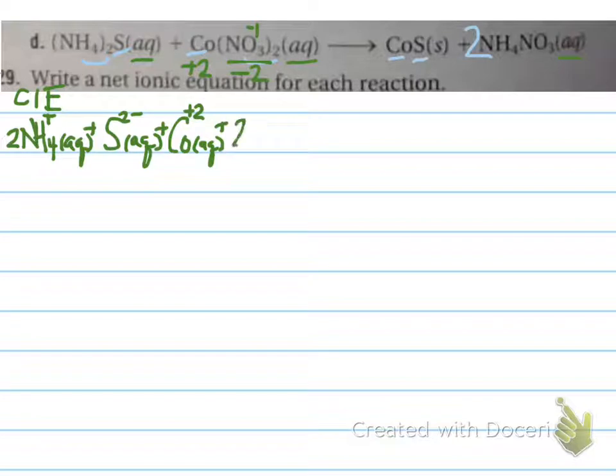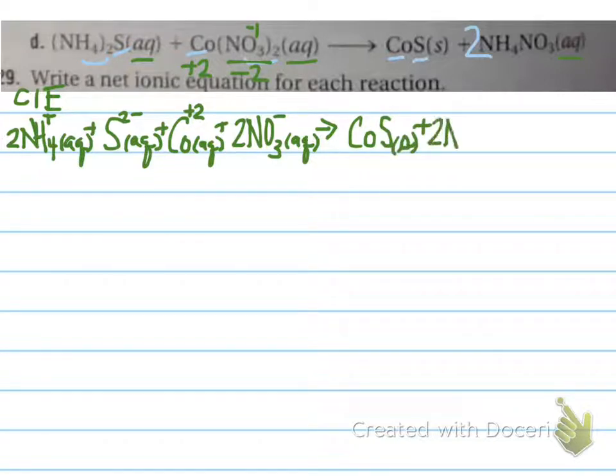And again, we have 2 nitrates because of the subscript. And again, the cobalt 2 sulfide doesn't break apart because it's a solid. And then I have 2 ammoniums and 2 nitrates. Now, some of you are probably starting to see the pattern if you haven't already. There is a pattern here.